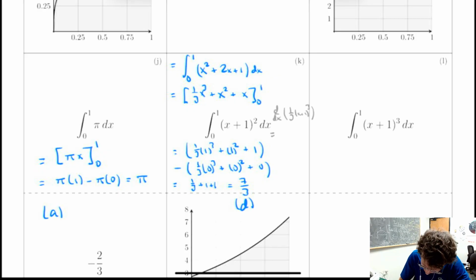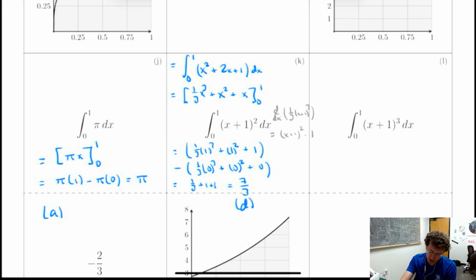3 times 1/3 is 1. It drops to an x plus 1 squared, and I multiply by the derivative of the inside, which is 1. So yes, this is an antiderivative. And that would make this step a little bit easier, because I just plug in the 1 and the 0. I don't have quite as many terms.